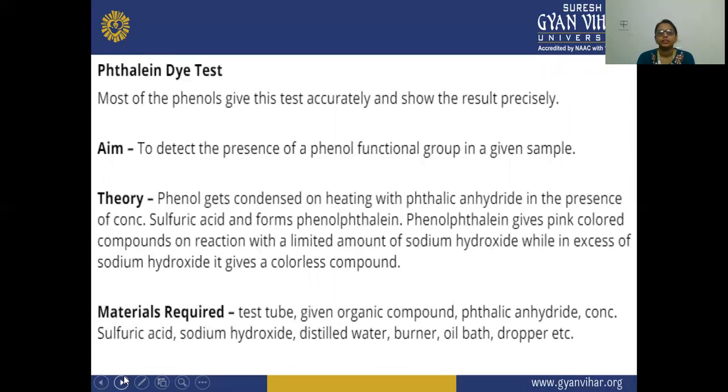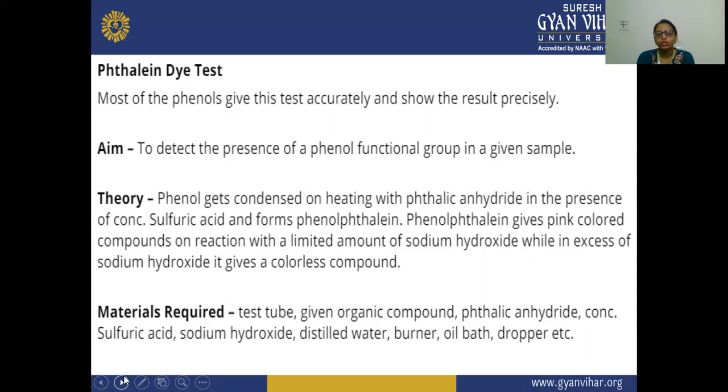Next is your third test, that is the phthalein dye test. Most phenols give this test accurately and show the result precisely. This test is used for the detection of phenol, so the aim is to detect the presence of the phenol functional group in a given sample.